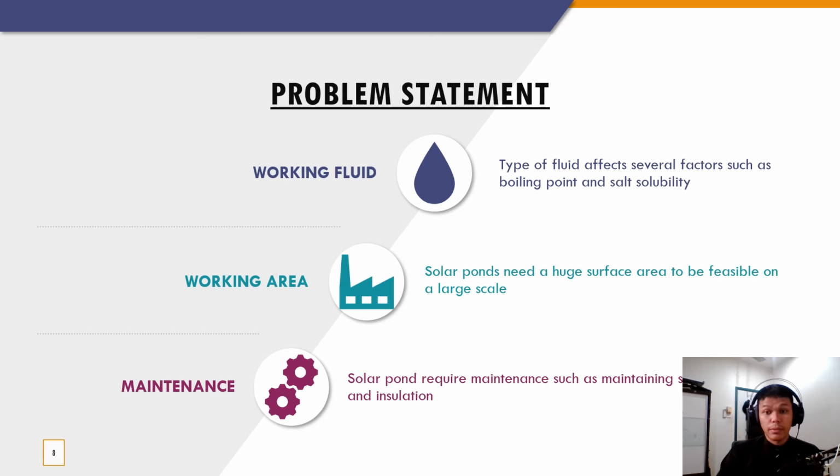Solar ponds do require maintenance, such as when leakage happens, or when the salinity gradient is disrupted due to external factors such as the weather and climate. Usually, the pond has to be emptied before refilling again, and this process can be very costly, especially on larger industrial scale solar ponds.